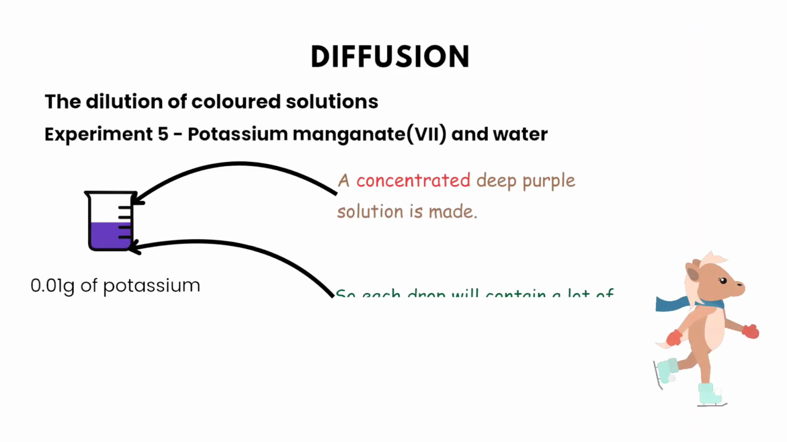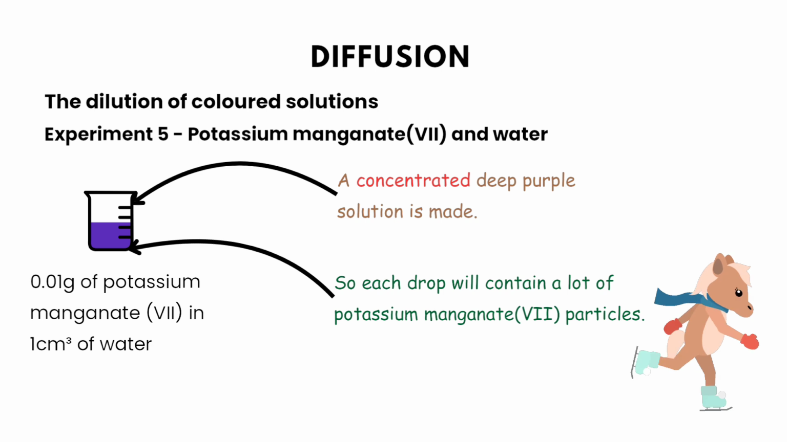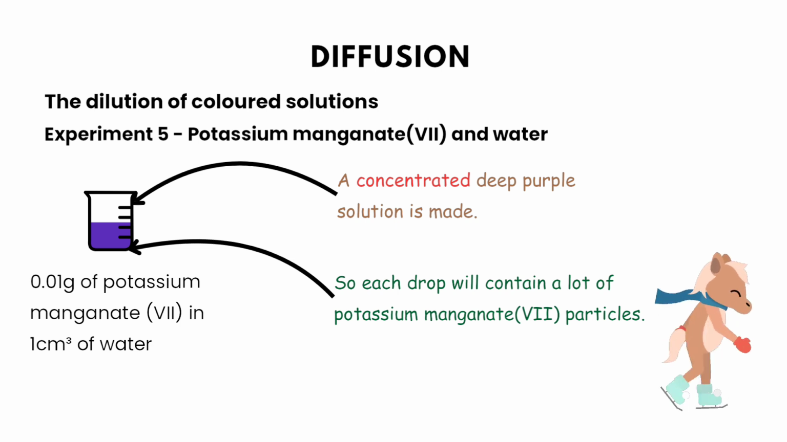So now let's see how the small jar of strongly colored solution is made. 0.01 grams of potassium permanganate is added to 1 cubic centimeter of water. A concentrated deep purple solution is made, so each drop will contain a lot of potassium permanganate particles.